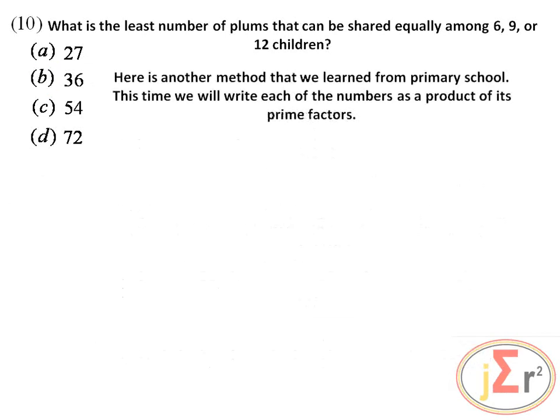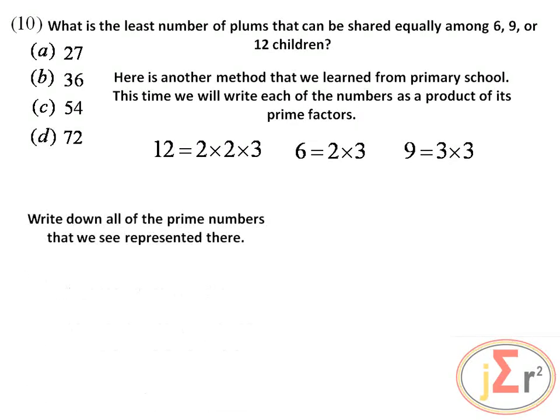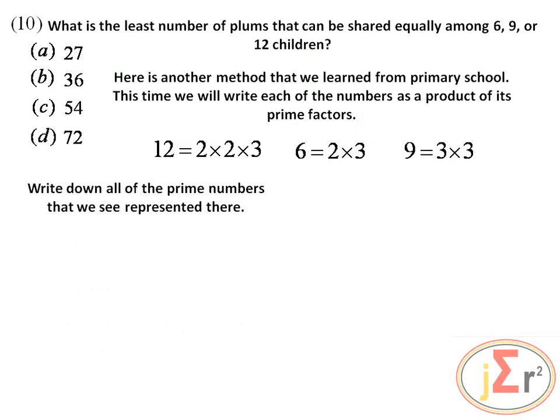Let's go at the problem again. Here is another method that we learned from primary school. This time we will write each of the numbers as a product of its prime factors. 12 is 2 times 2 times 3. 6 is 2 times 3. 9 is 3 times 3. Write down all of the prime numbers that we see present there.